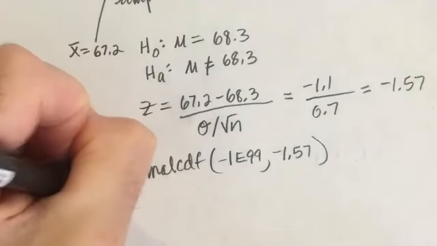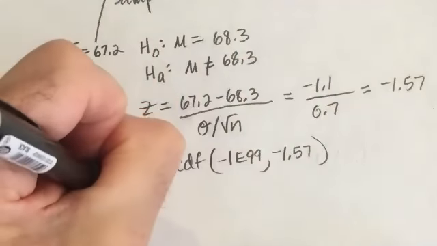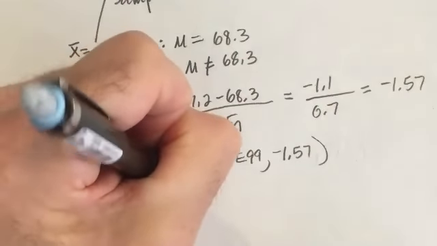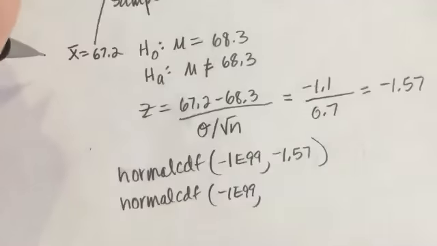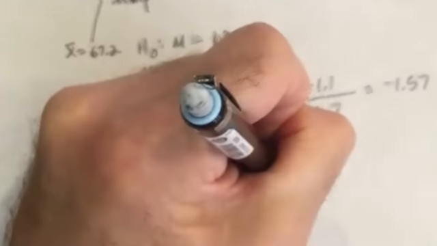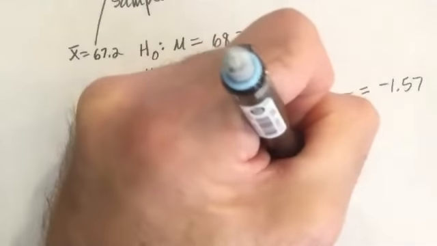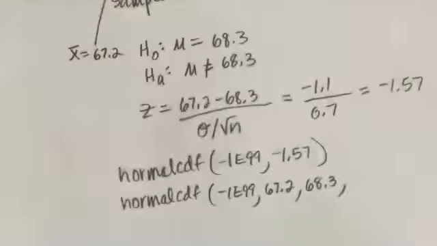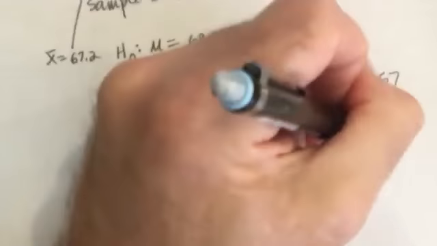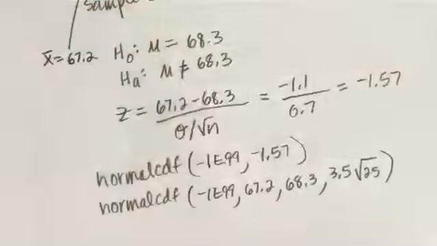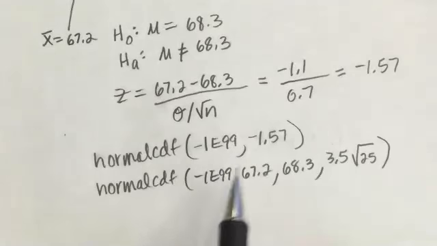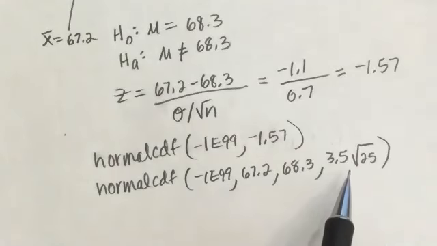You could have also not done this step right here, and you could have just said normal CDF minus 1E99, and then just use the actual value, 67.2. But then you have to tell it what the mean is, 68.3, and the standard deviation, which I always like to not round. So I'm going to put 3.5 divided by square root of 25. So you can either find the Z-score yourself first, or you can just let the calculator do it. It doesn't make any difference either way.